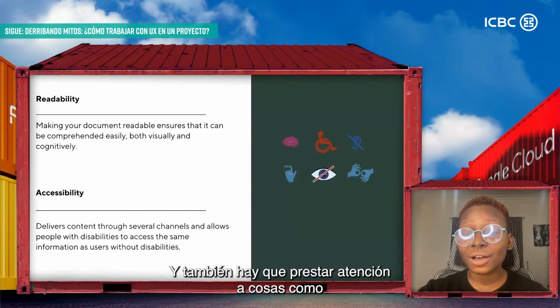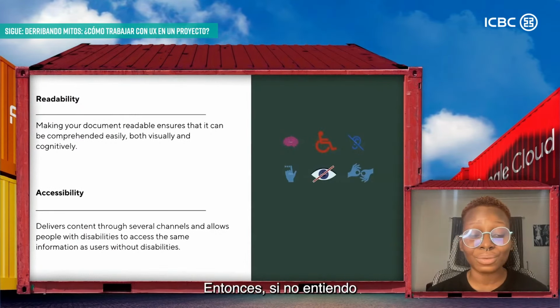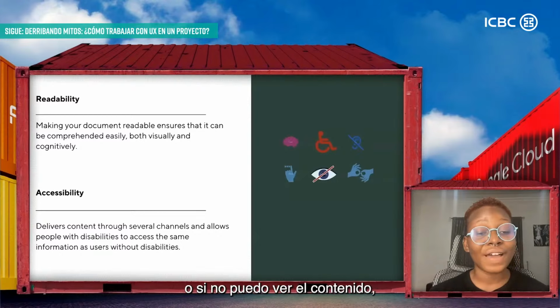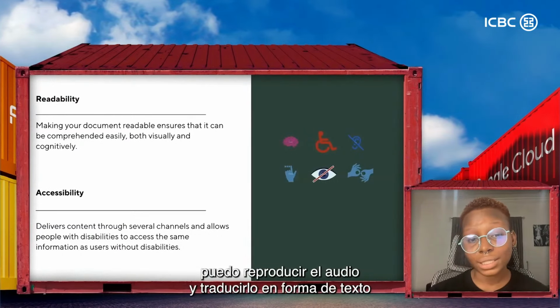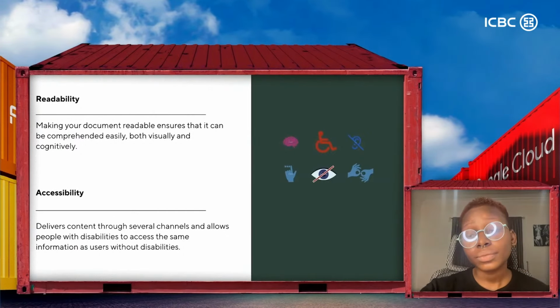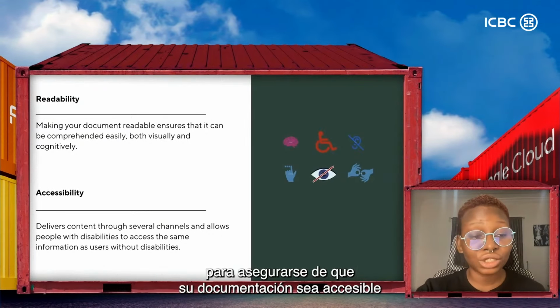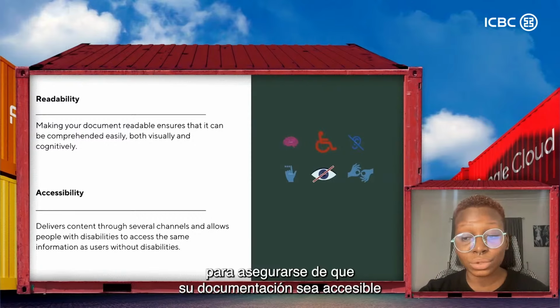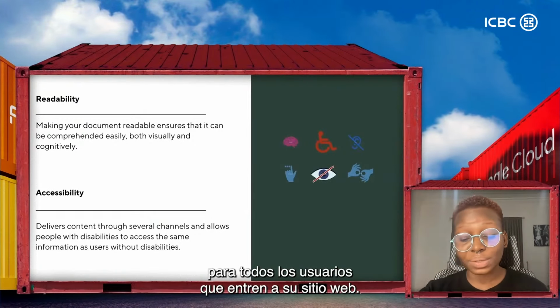And you also look out for things like, does your documentation have text-to-audio translation? So if I happen to not be able to see the content, I can play the audio, and it translates the text for persons who are not able to read the content out. So all of these are things you should take into consideration to make sure that your document is also accessible to the different diverse users that will be coming to your website.